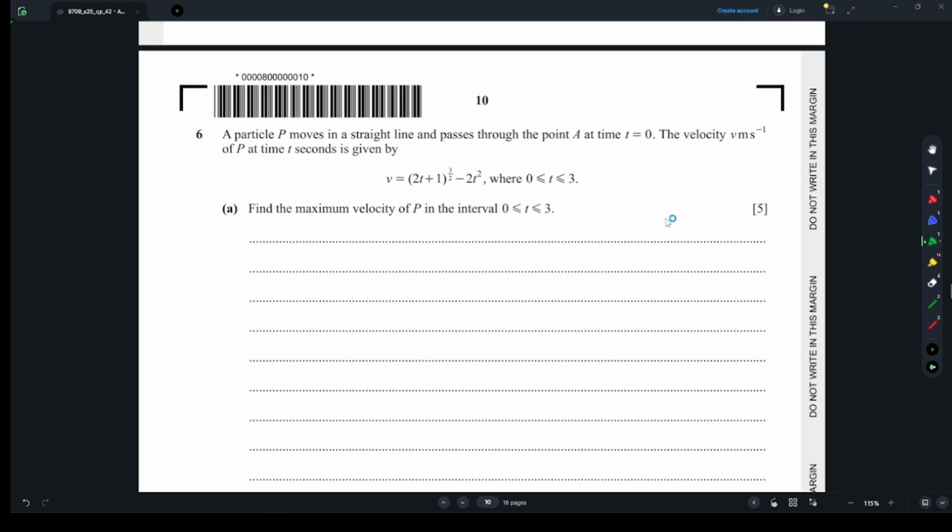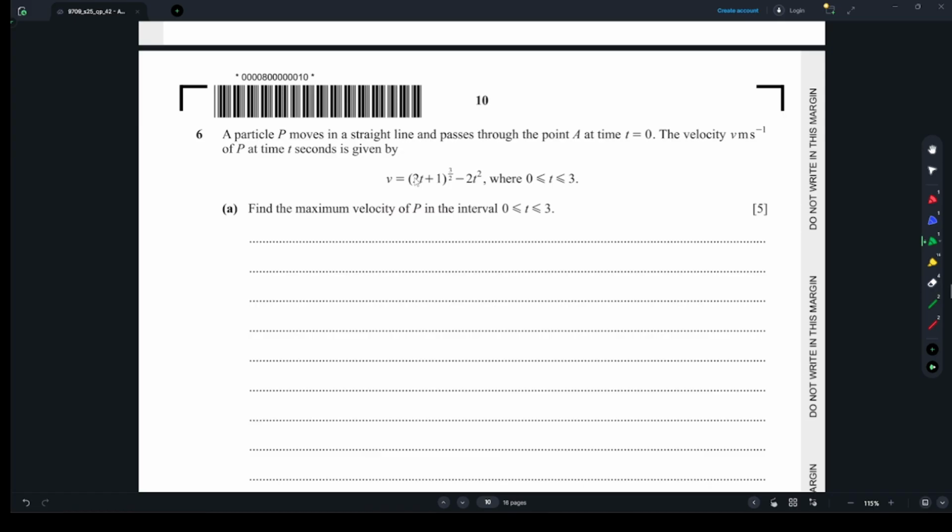Okay, and then find the maximum. This equation is applicable for the time duration from 0 to 3. And then they're asking, find the maximum velocity of P in this interval. So the maximum. You have a graph or let's say an equation. So how can you find the maximum?